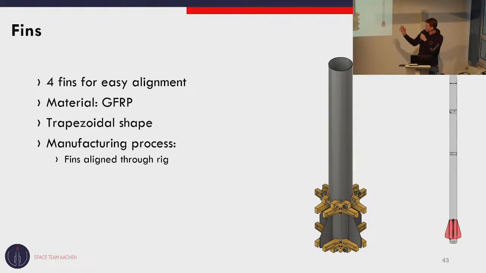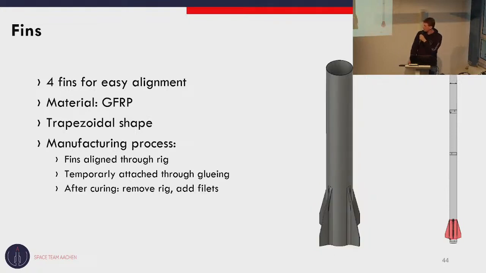With that rig we can align the fins, and then we will temporarily glue the fins onto the engine body tube. Once that glue has cured, we can remove the rig, add fillets, and then 7 layers of glass fiber reinforced plastic will be added on top. We are quite confident that that will result in a very strong way of attaching the fins. That was basically the deep dive into the structures architecture of this rocket.